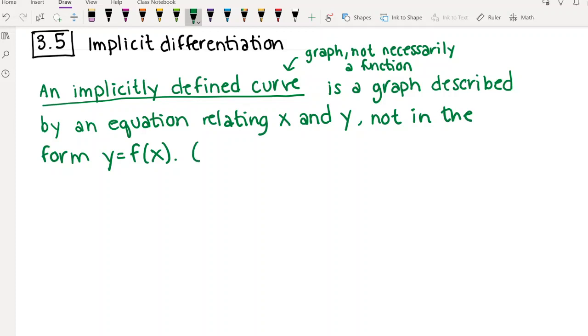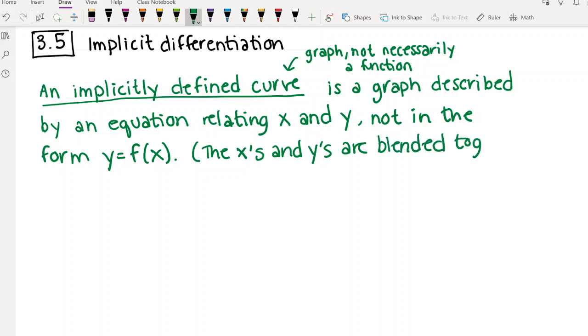So in other words, the way you can kind of think about it is that the x's and y's are kind of blended together. So we have these equations where it's not like y is equal to 2x plus 5. You have x's and y's kind of on the same side of the equation, kind of mixed together. And you cannot solve for y.